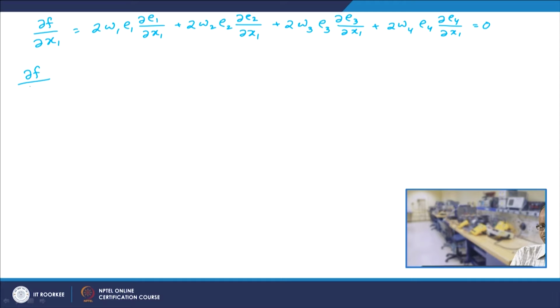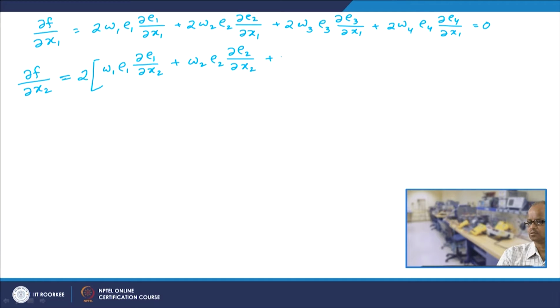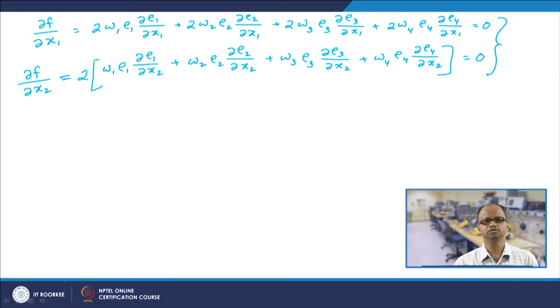Similarly, del f by del x2 would be W1 E1 del E1 by del x2 plus W2 E2 del E2 by del x2 plus W3 E3 del E3 by del x2 plus W4 E4 del E4 by del x2 is equal to 0. Now, if I take these two equations together and write them in a matrix form, so then what do I get?